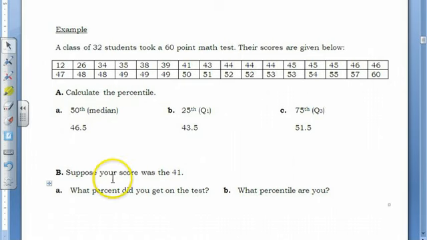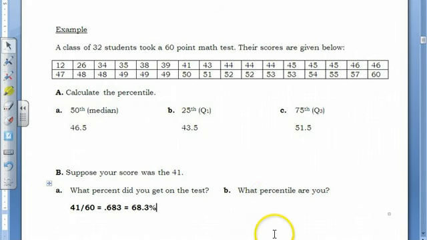Example B says, suppose your score was the 41, what percent did you get on the test? And this is just a basic percent question. If I got 41 points on a 60-point test, 41 out of 60 is 0.683 repeating, which is 68.3%. Now that question differs from what percentile are you?